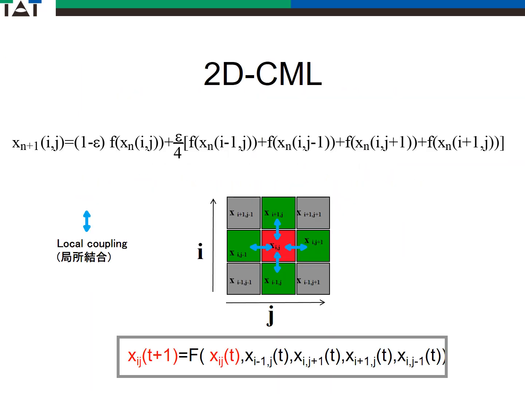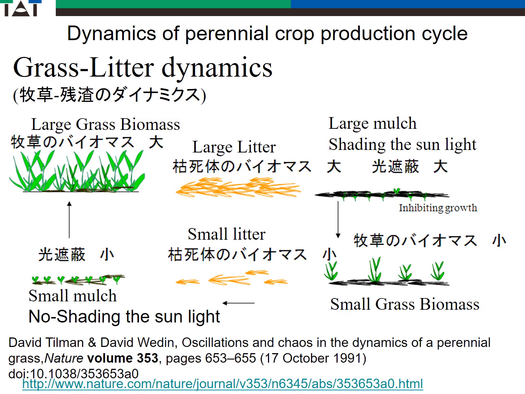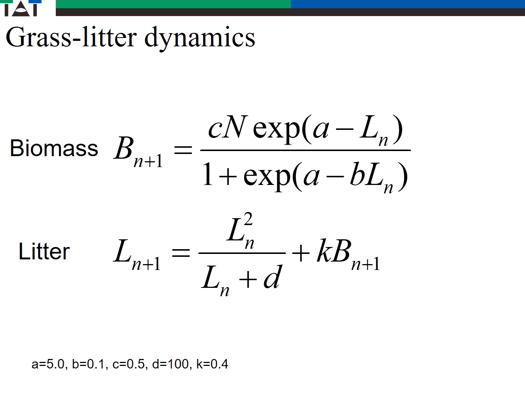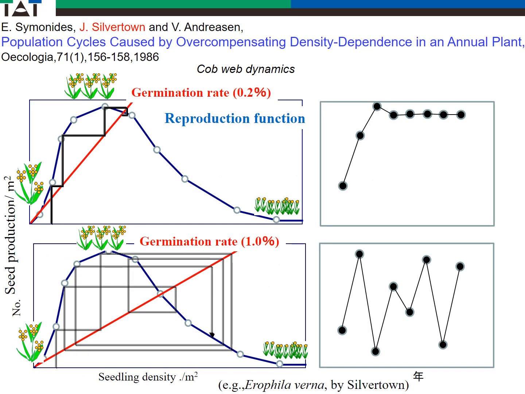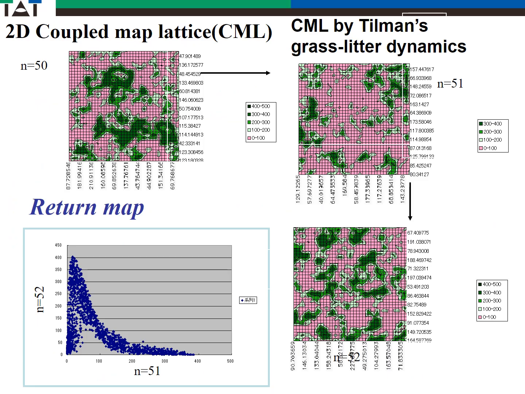Two-dimensional. This is a Neumann coupling. Like glass slitter dynamics would be one example we used. This is glass slitter dynamics. It's proposed by the Tillman in the Nature. This is one of the example of the oscillator. 2D coupled map lattice. N is time, and as you can see, some mosaic pattern evolved with the time evolutions.